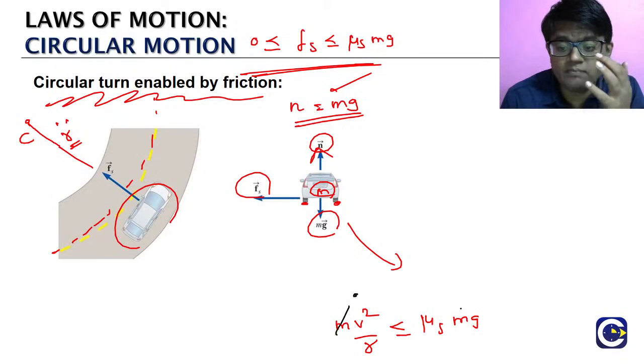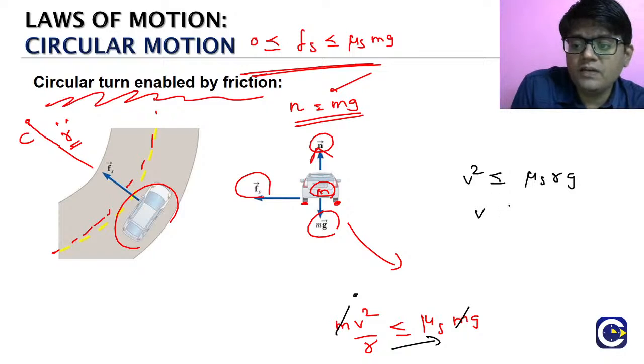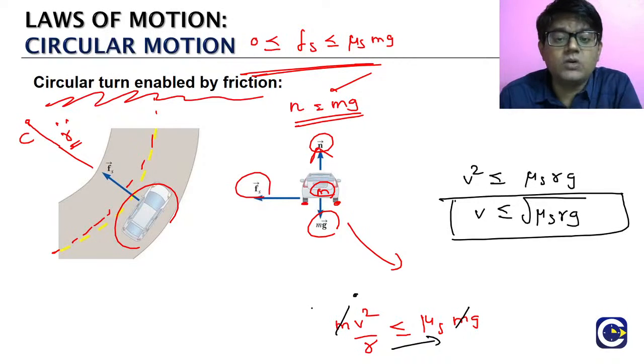Inga parunga, m cancel aidum, on the right side pona it will be what? v square should be less than or equal to mu s into rg, which means what? Inga square root edutha v will be less than or equal to what? Root mu s into rg. Okay, so what is it? The velocity of the car, right, or the speed of the car should be what? Less than or equal to root of mu s into rg.